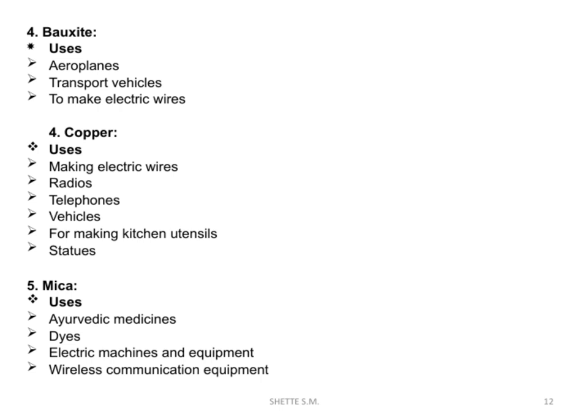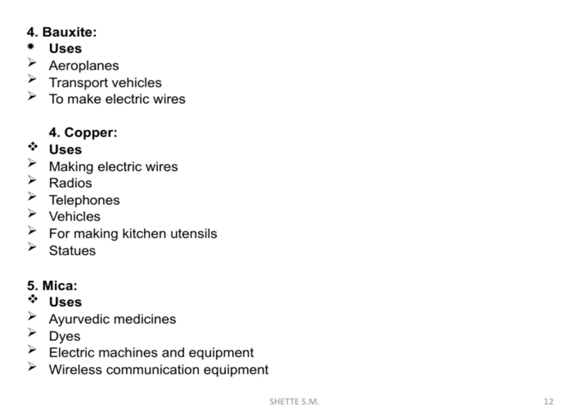Next, we have copper. Copper is a very versatile metal. It's mainly used for making electric wires because of its excellent conductivity, but it also finds its way into radios, telephones, and vehicles. Plus, copper is used to make kitchen utensils and even statues because of its durability and attractive appearance. Finally, let's look at mica.